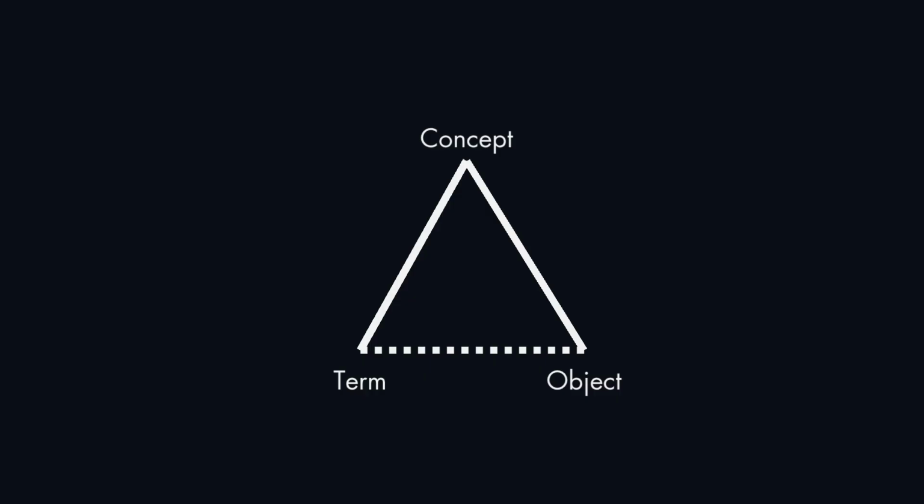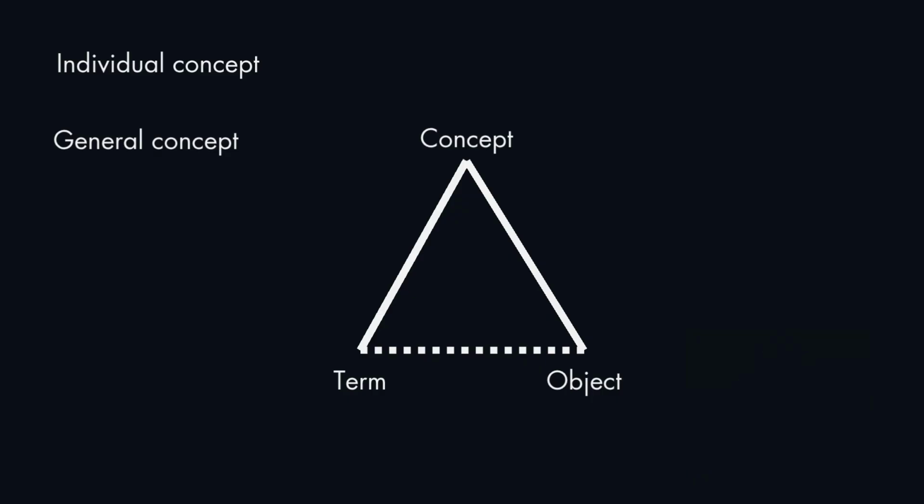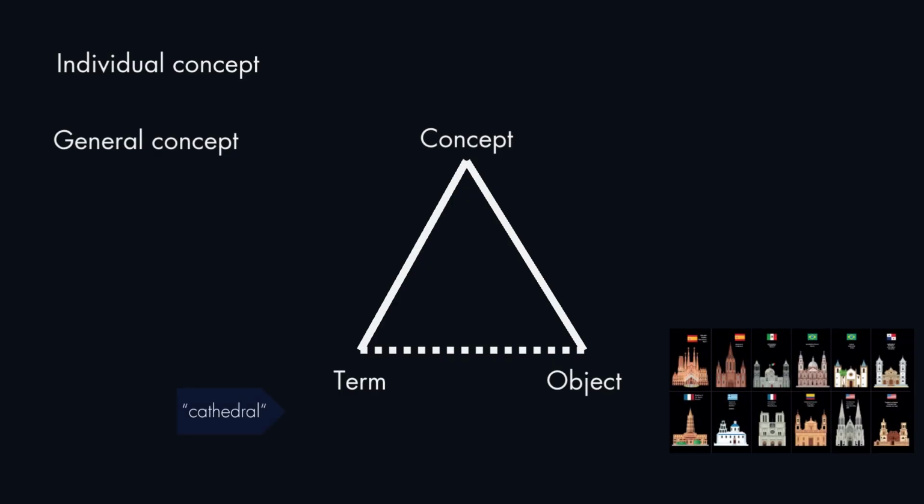Fundamentally, we distinguish between individual concepts and general concepts. An individual concept refers to a single object like Cologne Cathedral. In this case, the object and concept are identical. A general concept, on the other hand, groups together the shared characteristics of multiple objects like cathedral. Since no image is general enough to fully represent it, we rely on definitions.